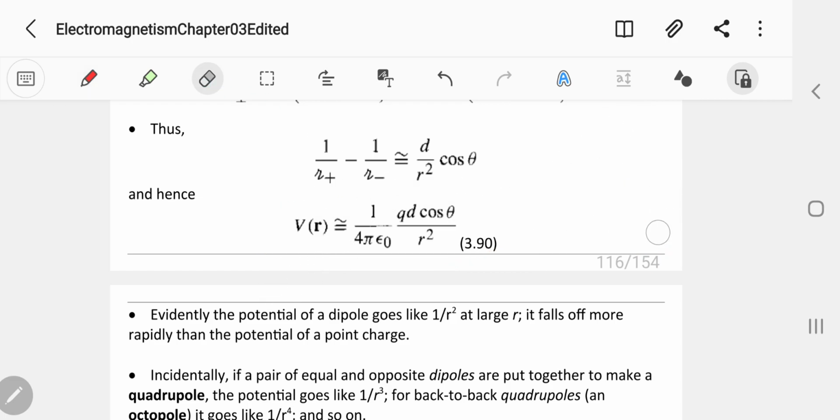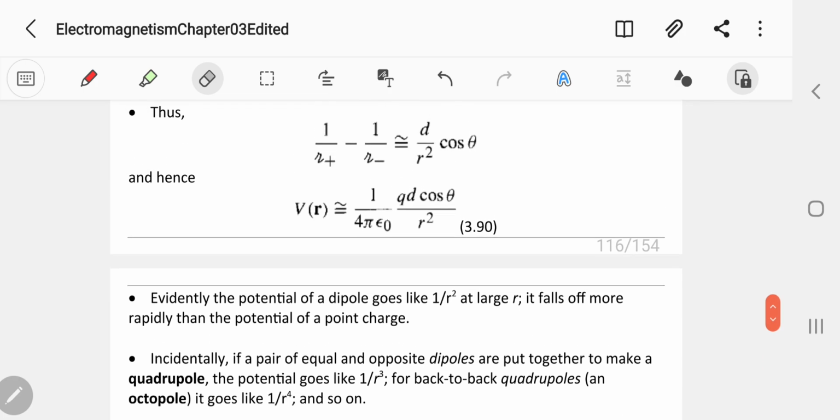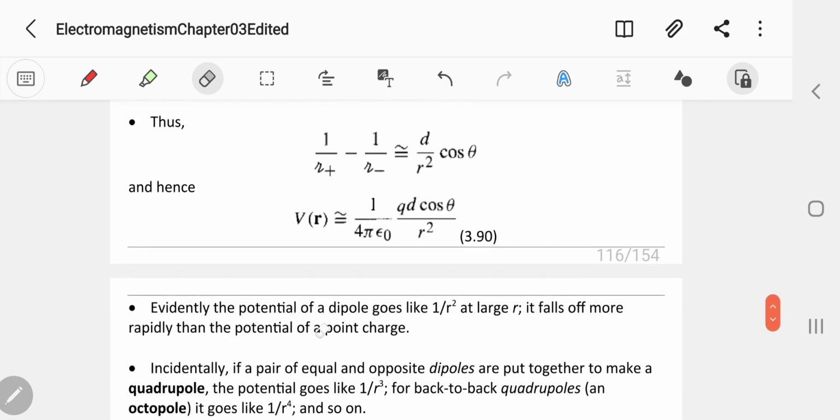So take note of that. Here, evidently the potential of a dipole goes like 1 over r squared at large r, and it falls off more rapidly than the potential of a point charge. It's different for a point charge. So at a very, very large distance, of course, this will go to 0 more rapidly than the potential of a point charge.